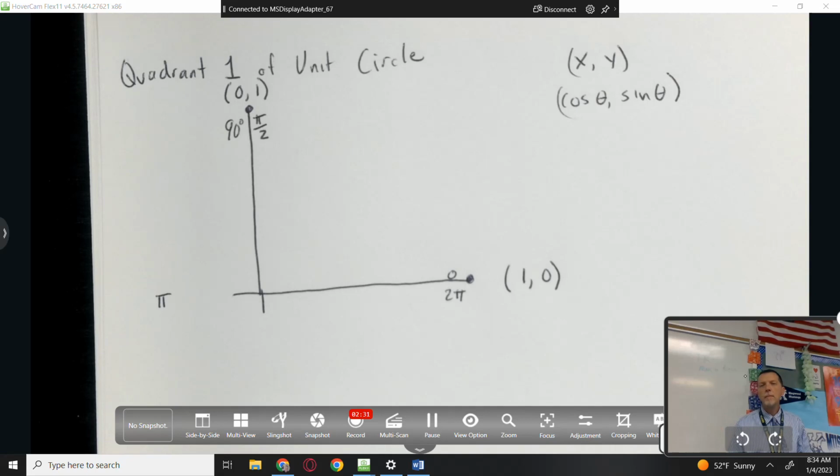So is this test going to be like multiple choice or like fill in? This test is going to look a lot like these worksheets. Okay. Yeah.